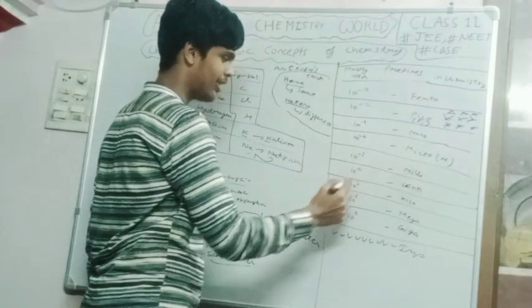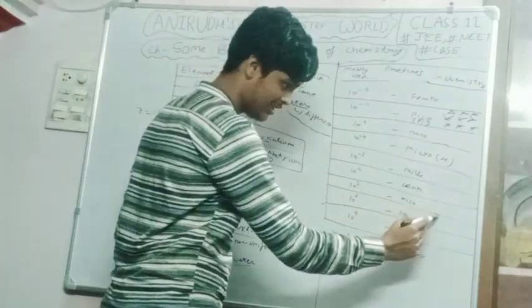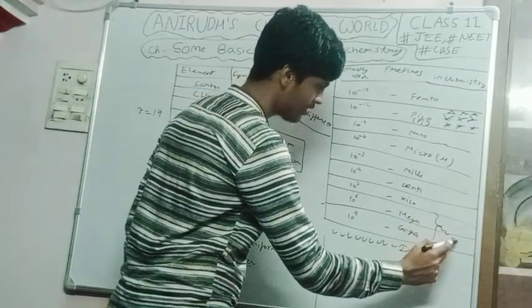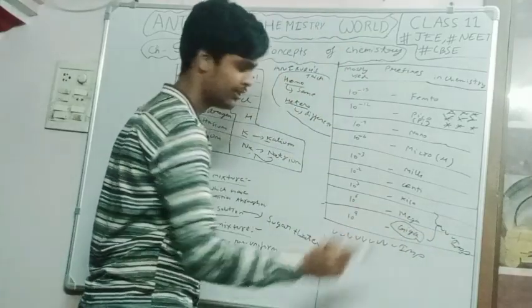You might be knowing this already. 10 to the power of 3 is kilo. 10 to the power of 6 is mega. These are also very important. Similar to pico, more than pico, I can say giga is very important.